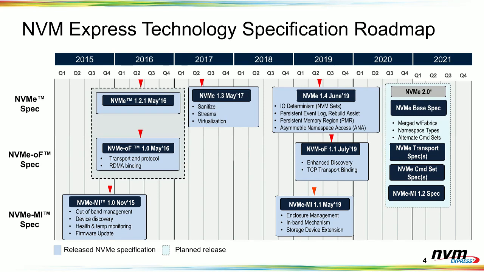I won't talk too much about that today, but just to frame where we are today, we have NVMe 1.4 as the main NVM Express specification for NVMe SSDs that runs on top of PCI Express. Then we have the NVMe over Fabrics specification that runs on top of network fabrics, and then we have NVMe MI, which is the management interface spec for in-band and out-of-band management of NVMe devices.